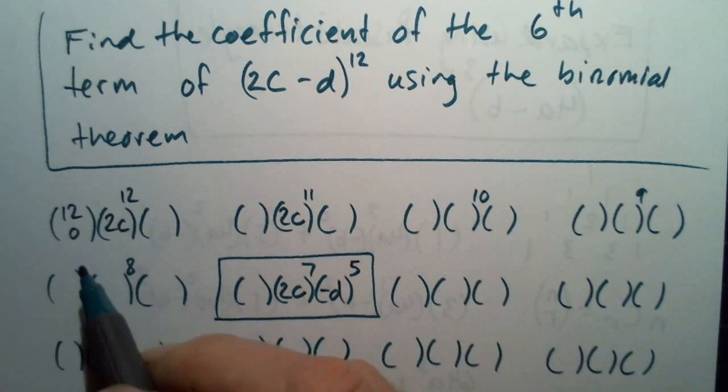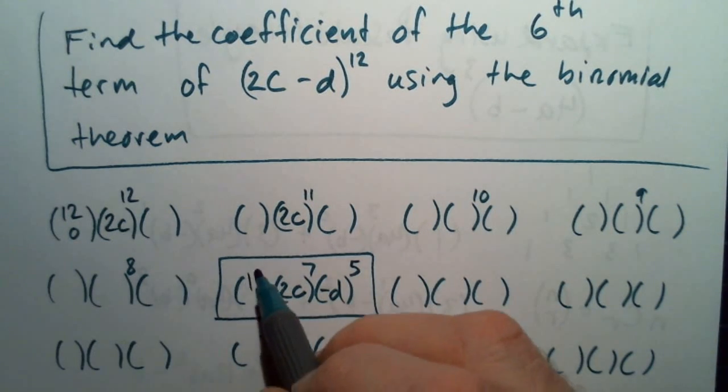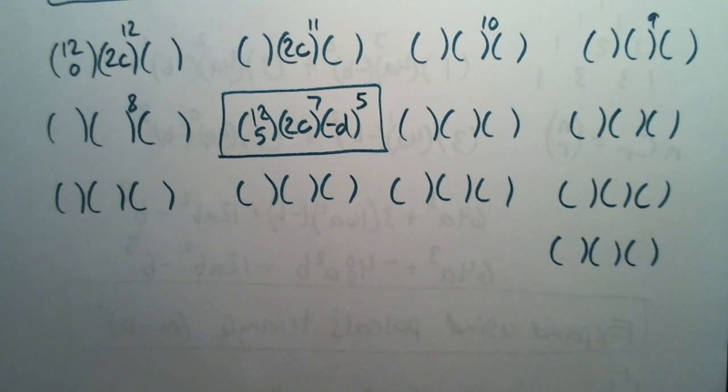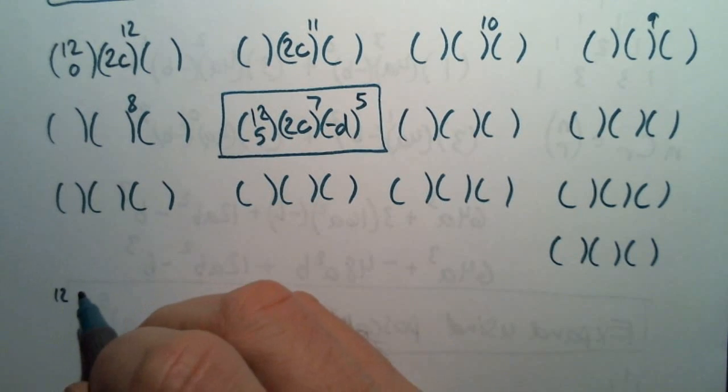Alright, so that's 12 choose 0, 1, 2, 3, 4, 5. 12 choose 5. And then we just have to expand all of this. Let's do 12 choose 5.